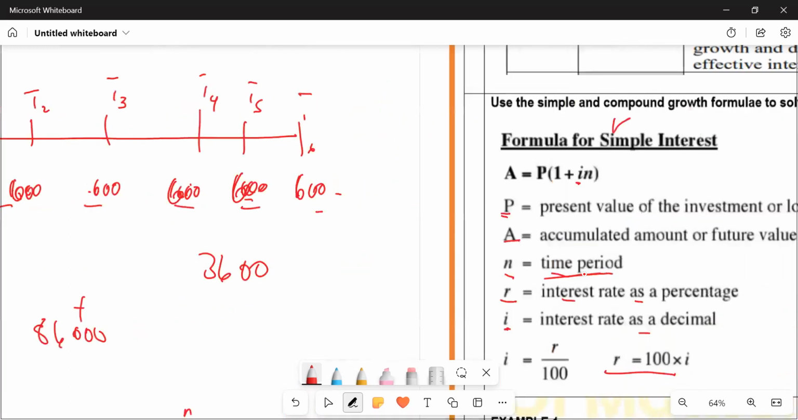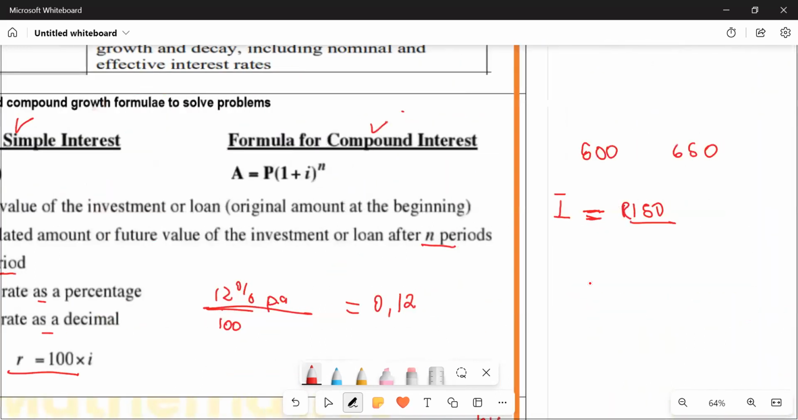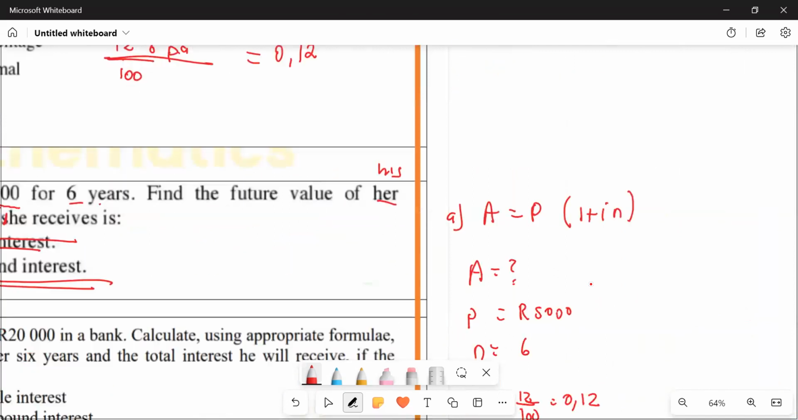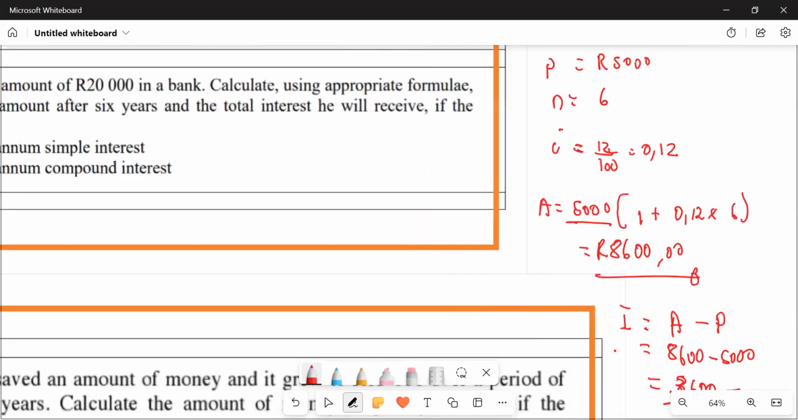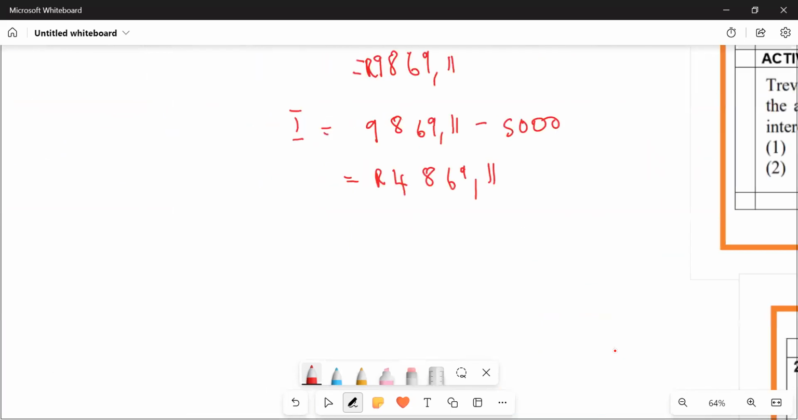So what happened here? On the simple interest, we get interest based on the original amount. We only get interest based on the original amount. If I invest 6,000, you're going to get interest on 6,000. If you invest 12,000, you're going to get interest on 12,000. Does that make sense? So the interest is affected by the original amount that you've invested. That is simple interest.